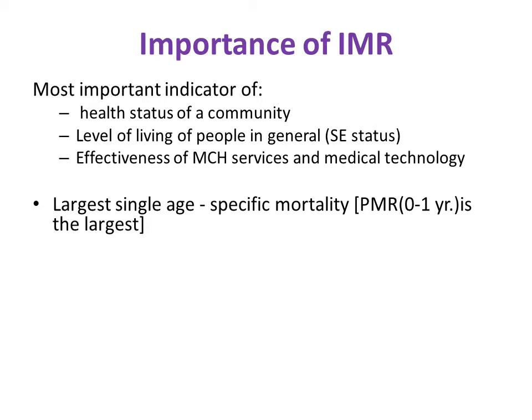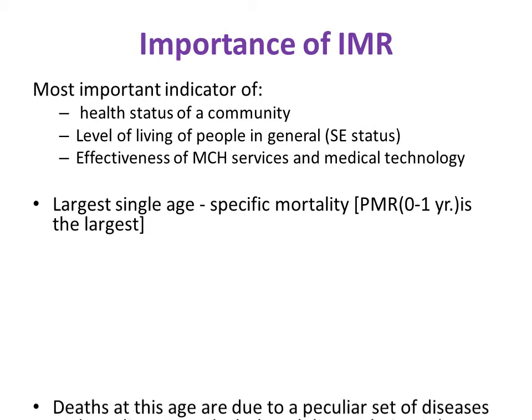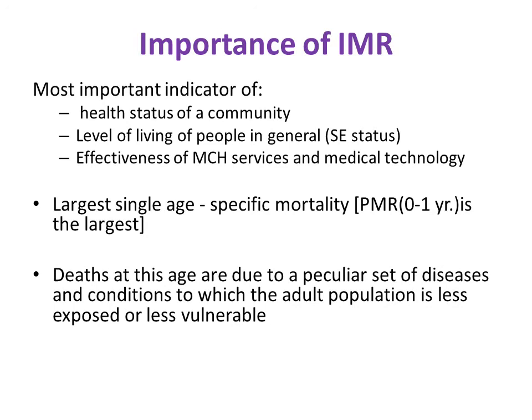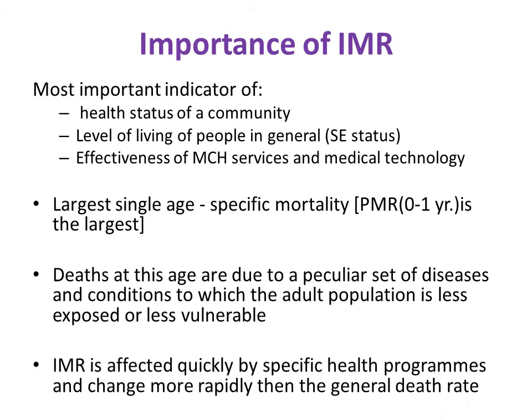Infant mortality is the largest single age-specific mortality, that is, the proportional mortality rate in infancy is the highest compared to the PMR of other ages. Deaths at this age are due to some peculiar set of diseases to which the adult population is less exposed or less vulnerable. And the good thing is that infant mortality rate improves quickly with specific health programs aimed at MCH care and responds more rapidly than the general death rate.